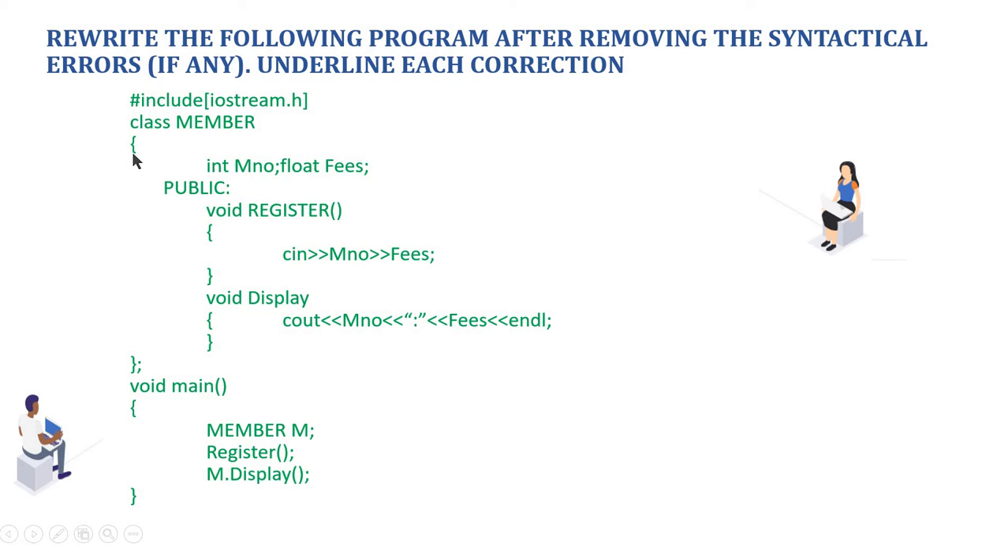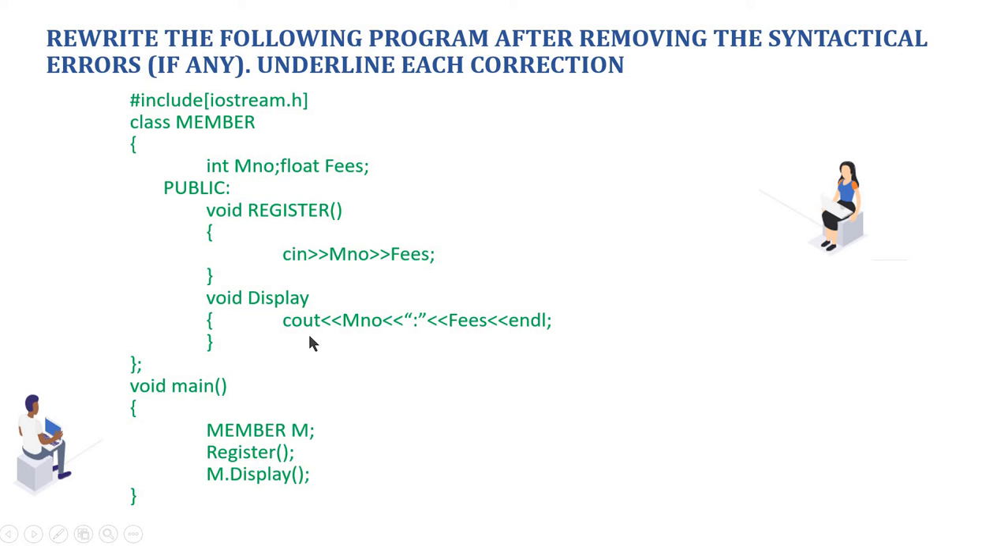So class is starting here with a brace. int mnumber, float fees will come in the next line. Okay. Then public. See, public is a keyword, so it should be in lower case. Okay, this has to be corrected. Then void register, starting bracket. cin >> mnumber >> fees, that is correct, no error.